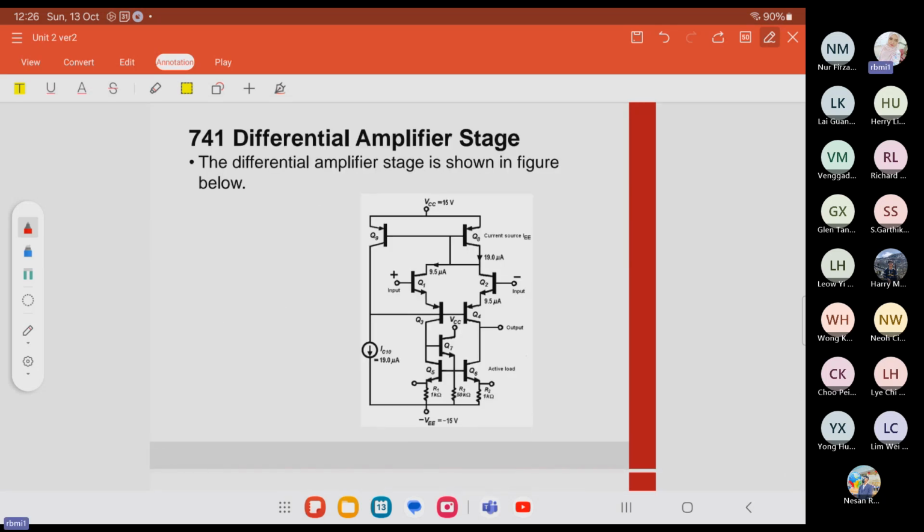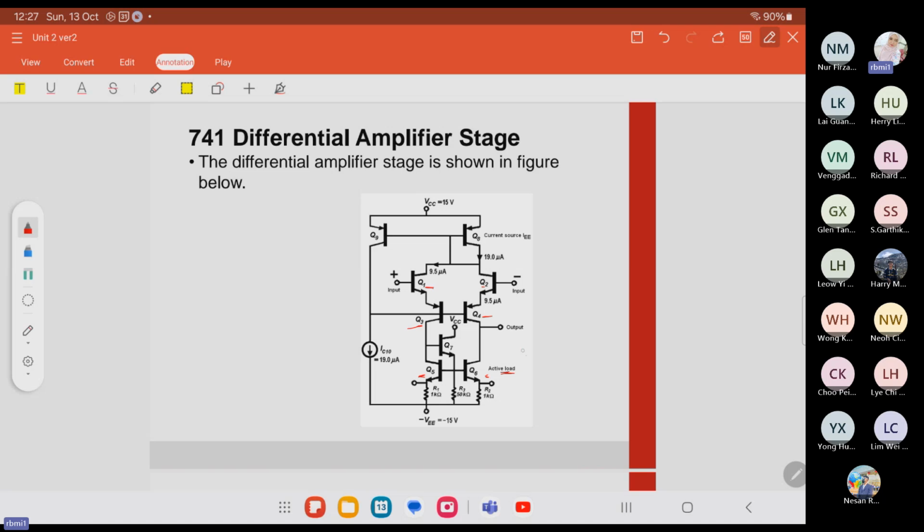Okay, this is the internal circuitry for the 741 op-amp. It consists of common collector and common base amplifier circuits. We have Q1 and Q2 at the top here. Q1 and Q2 form a common collector amplifier with output fed to the common base Q3 and Q4. Okay, the collector resistance is an active resistance from Q5 and Q6.